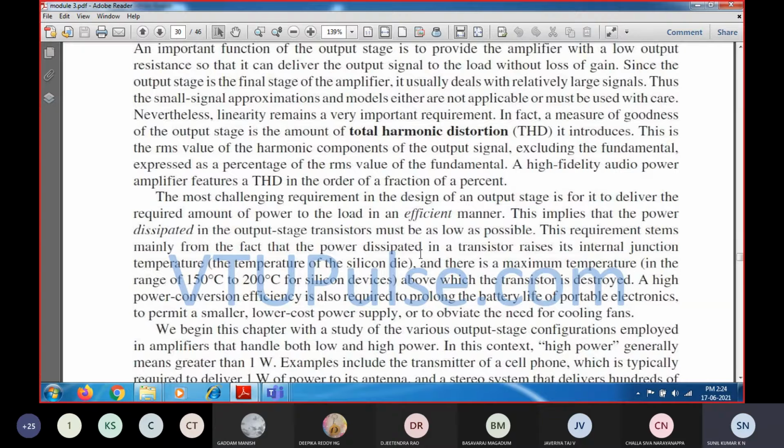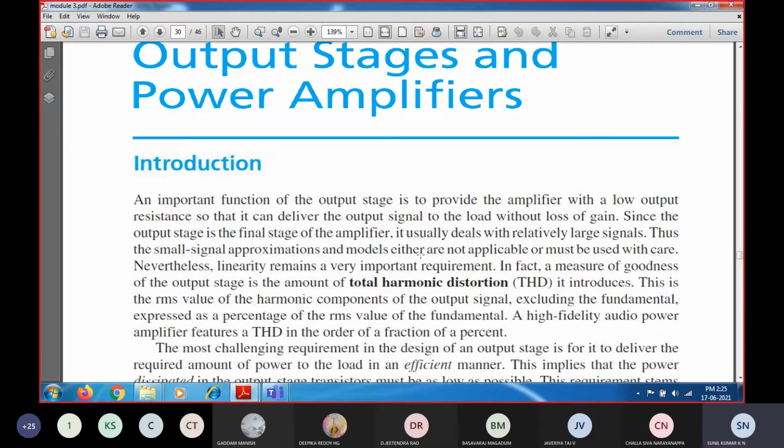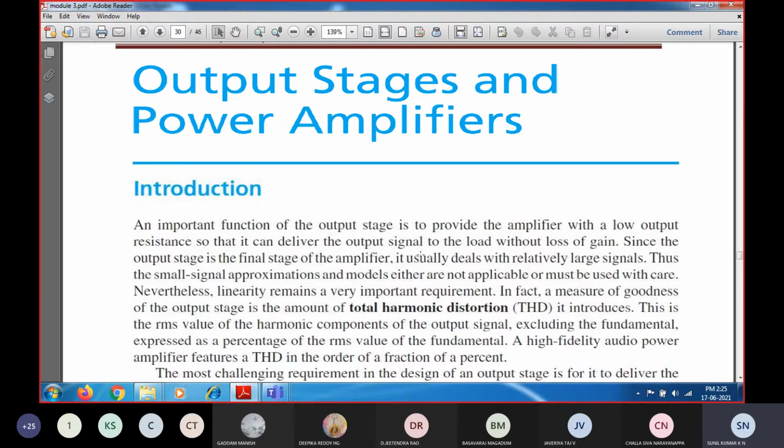So today we are going to study another class of amplifiers: the power amplifier topic. Till now we have considered feedback amplifiers, the different types of configuration, and how negative feedback controls the input and output. That is about half of the third module. The other half of the module will deal with the output stage and power amplifiers.